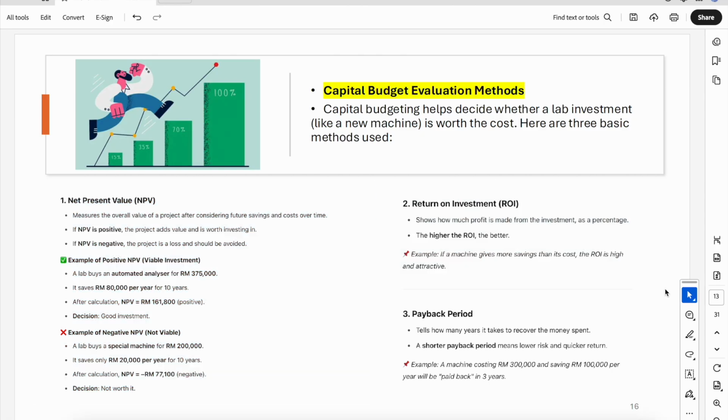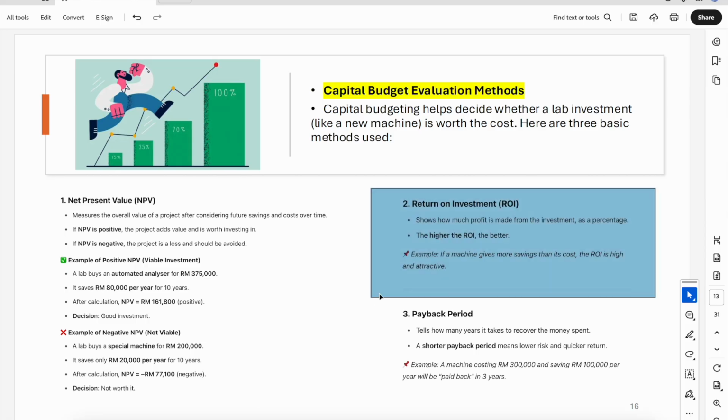Number 2, return on investment, or ROI. ROI shows how much profit is made from the investment, expressed as a percentage. The higher the ROI, the better the investment opportunity. For example, if a machine generates more savings than its cost, the ROI will be high and attractive to management.